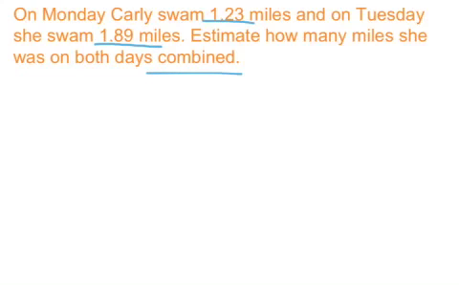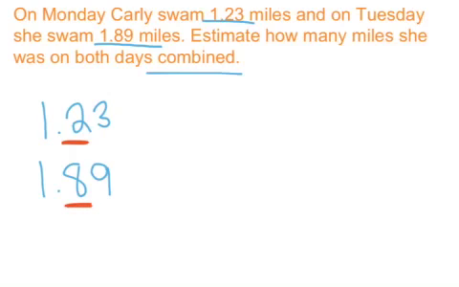So let's take 1.23 and 1.89, and we want to round to the nearest whole number. So in order to round to the nearest whole number, we're going to look at our 10th digit, and if it's 5 or higher, we're going to round our whole number up. So for example, for 1.89, the 8 is bigger than 5, so our whole number for that problem is going to be 2, because it's closer to the 2.